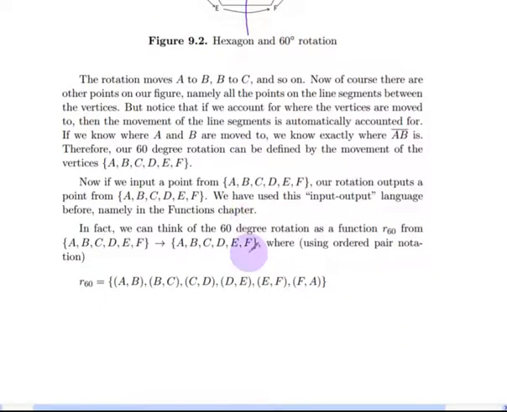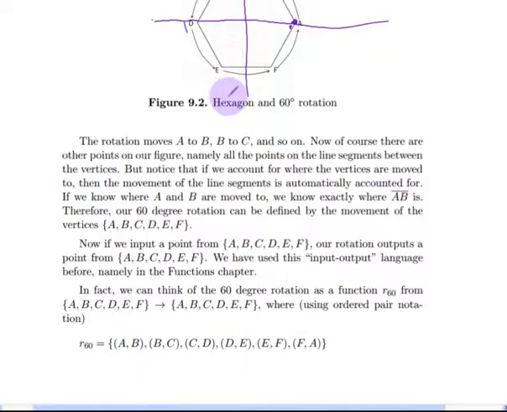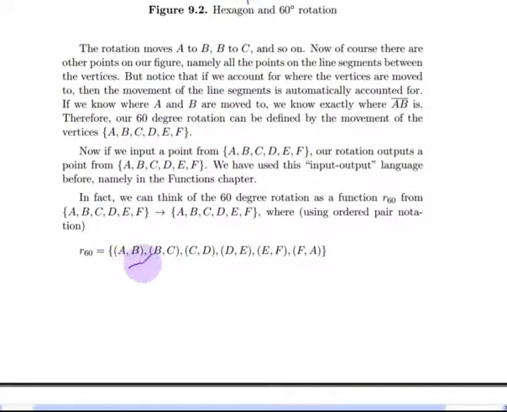Okay. So you can see that this is a function. I'm taking this point at this location A and moving it to the location of B. That's like mapping A to B, and B to C, C to D, and so on. So here's a representation of my rotation, a 60-degree rotation. A moves to B moves to C, etc.